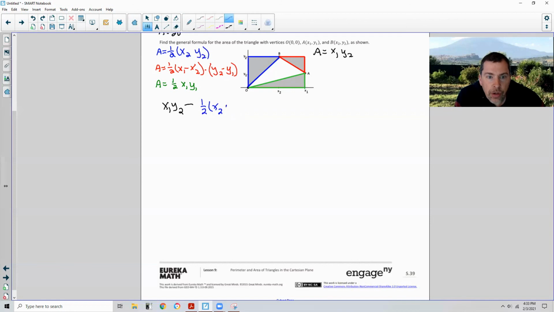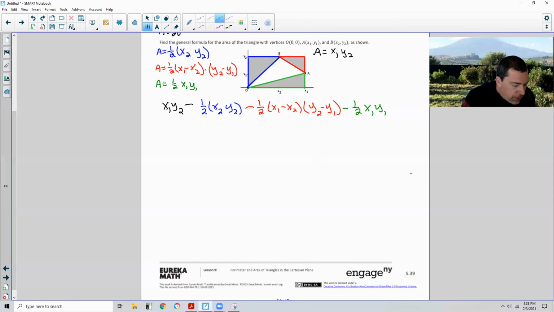1/2 x2, y2. Okay, so I'm taking the full rectangle minus this triangle minus this triangle, which is 1/2 x sub 1 minus x sub 2 times y sub 2 minus y sub 1. And then finally minus the green one, which is 1/2 x1, y1. Alrighty, so there's the formula. It's pretty messy looking. Color coding hopefully helps you see it better.